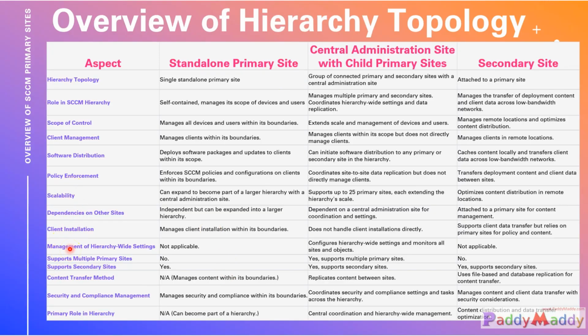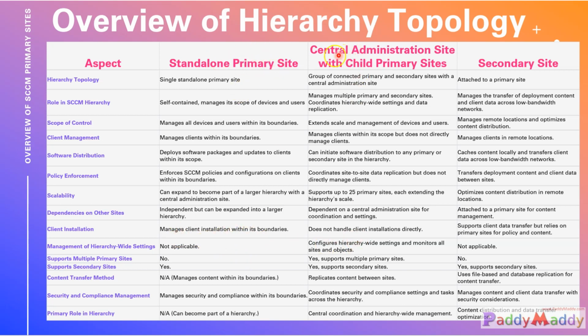Same thing for the clients also. Clients cannot report back to the CAS side, or the top level hierarchy, because it's down, right? In between, if a line got disconnected, you cannot communicate. And when we talk about client installation, a standalone primary can manage very well within its boundaries. The client installation can be done. There are multiple client deployment methods we have. Clients can directly send information to the primary side.